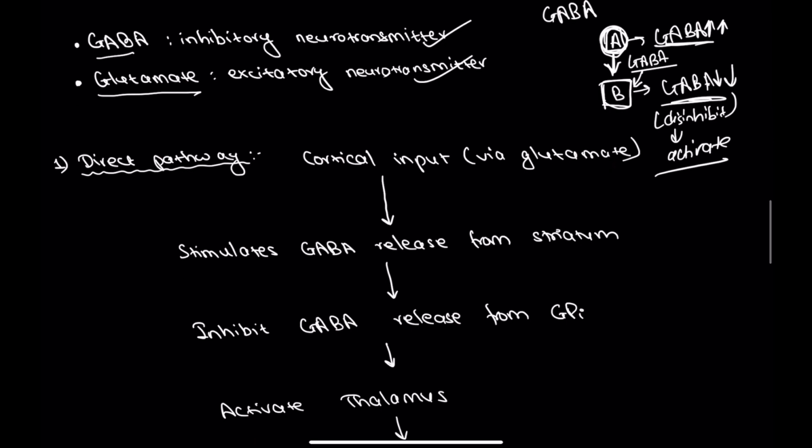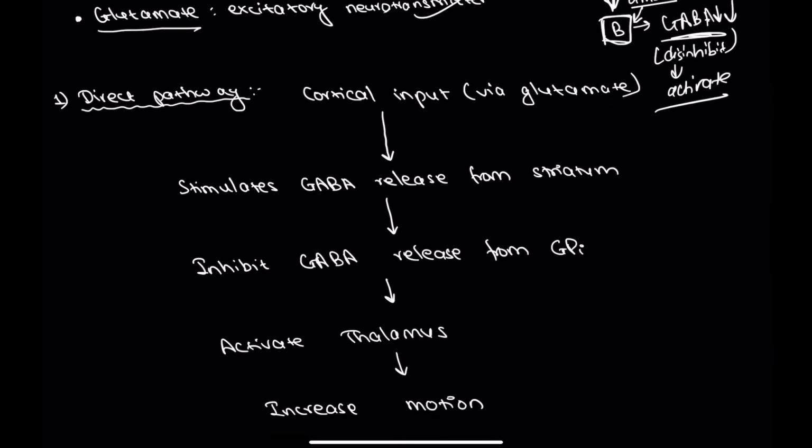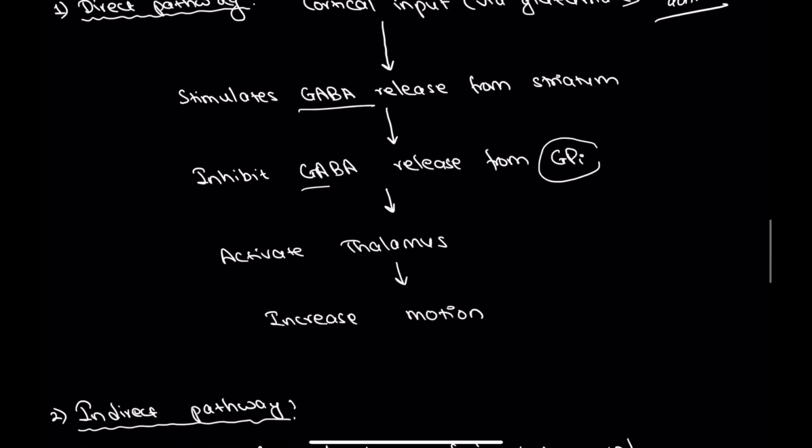So in this chart, we can see the direct pathway. First of all, there will be cortical input via glutamate. First of all, it will act on the striatum to stimulate release of GABA. It will inhibit GABA release from globus pallidus internus. Thus, by disinhibiting or activating the thalamus, there will be an increase in motion.